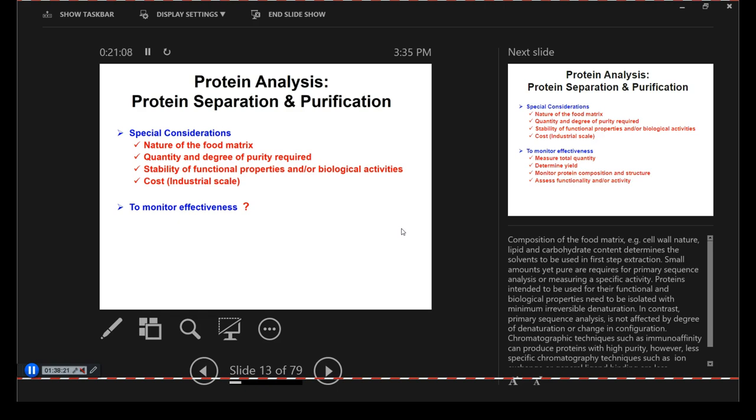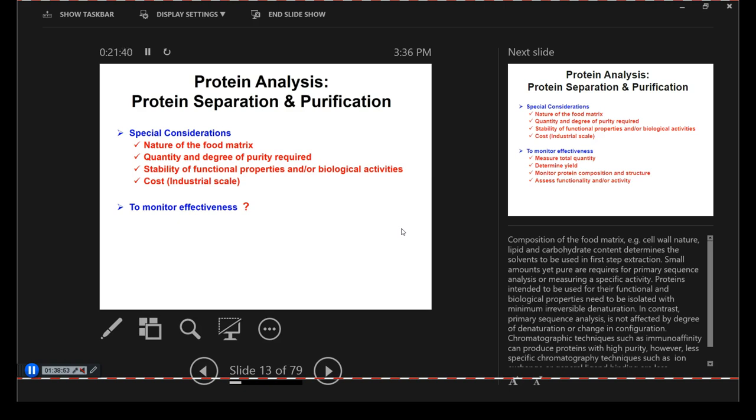So the food matrix impacts how you're going to start your extractions. What would you be doing first? Would you need to remove the fat? Would you need to do air classification to remove as much starch and fiber as possible first and then purify your protein? So the matrix impacts how you're going to do that. Next, quantity and degree of purity required.